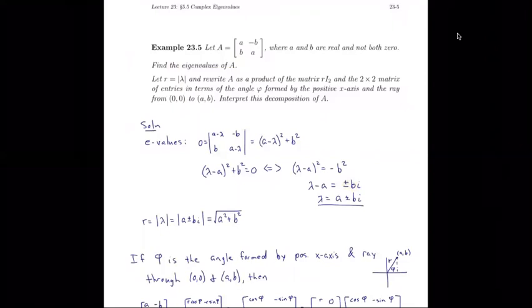So now we've got plus or minus the square root of a number that is guaranteed to be negative. We've also assumed that A and B are real and not both 0. So B is real and it's not necessarily 0. So we know that B squared has got to be a positive number. So negative B squared, as we have here, is guaranteed to be negative.